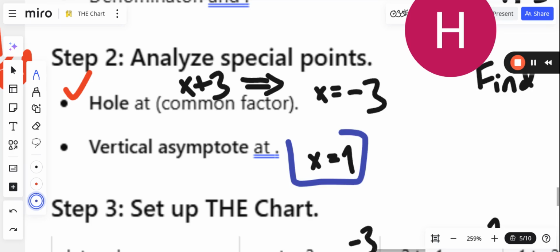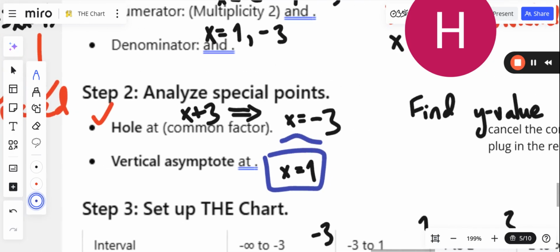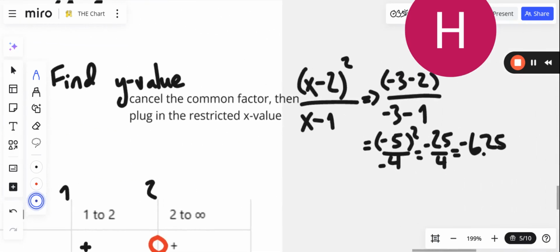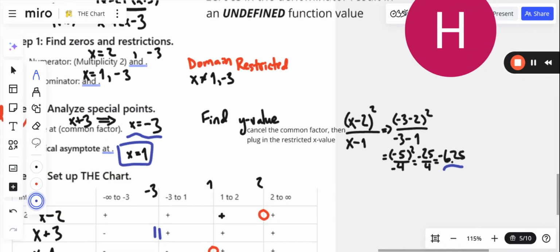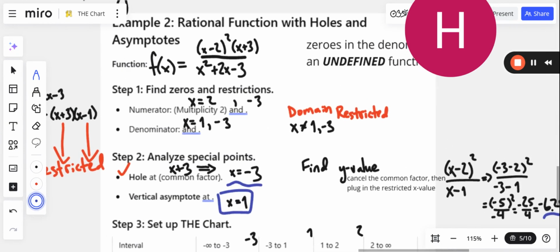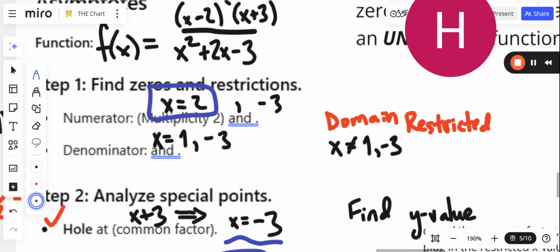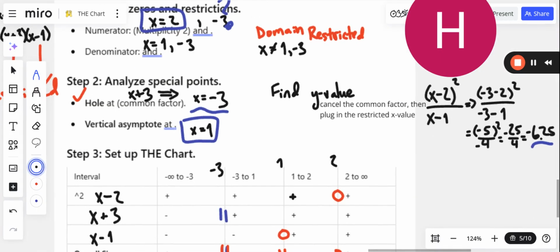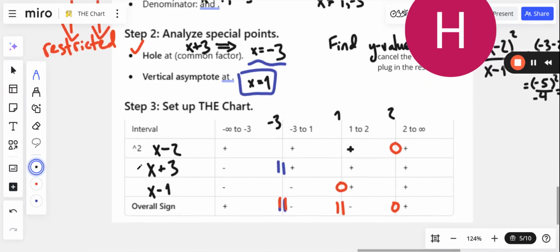So we have some really useful info. I should probably start boxing this stuff. We have the x and y value of the hole. We have some zeros, so we know where it crosses through the x-axis. And of course, this is not a zero. It would be if it didn't cancel with the denominator, but instead it contributes to a hole. So far we have quite a bit of stuff. Now let's put this on the chart.